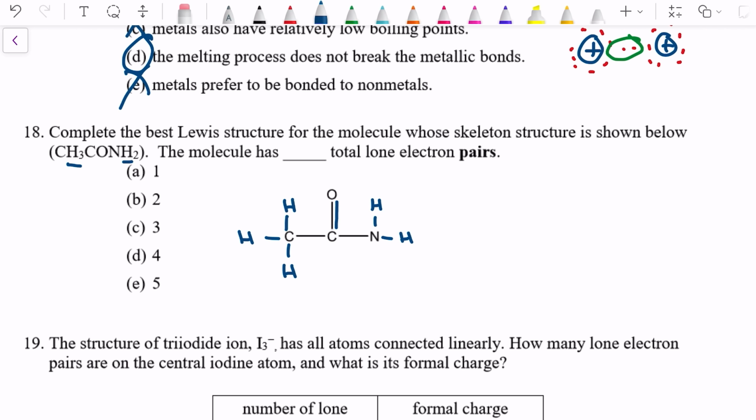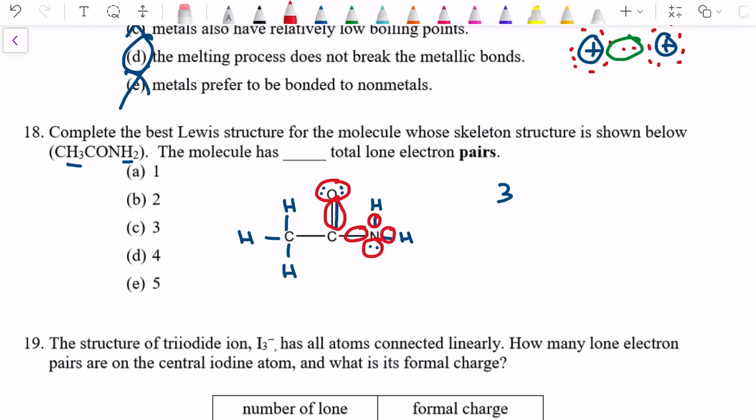Let's write in the lone pairs. For 2 bonds and a neutrally charged oxygen, it will have 2 lone pairs. For nitrogen, if it has 3 bonds, it will have 1. So that gives me 3 lone pairs. How did I know this? Because these atoms form octets, which is 8 electrons. I know these 2 bonds account for 4, so I know oxygen needs 4 more, which is 2 lone pairs. For nitrogen, 2, 4, 6, so it needs 1 more lone pair to get to 8. That's how I figured that out.